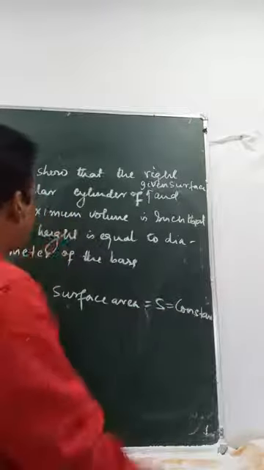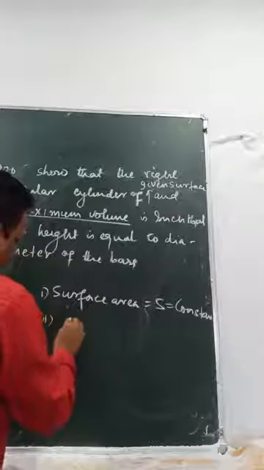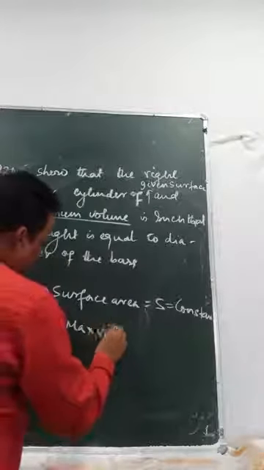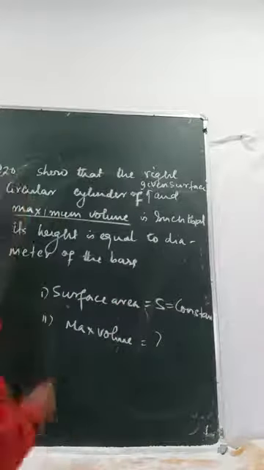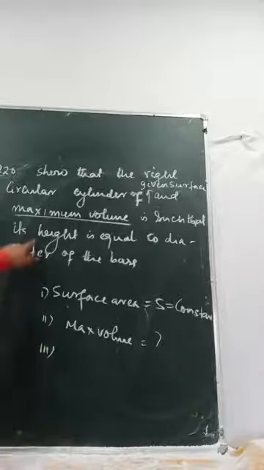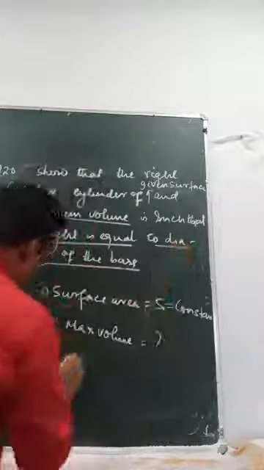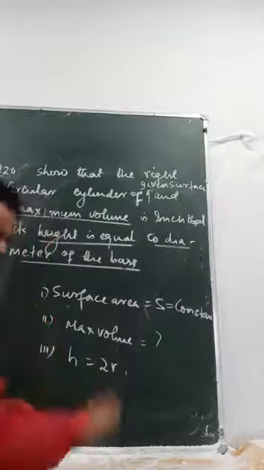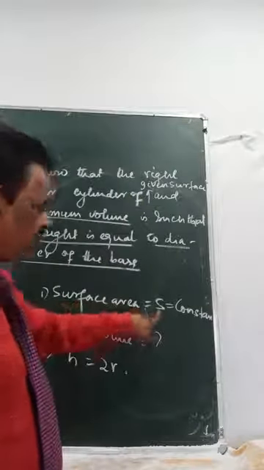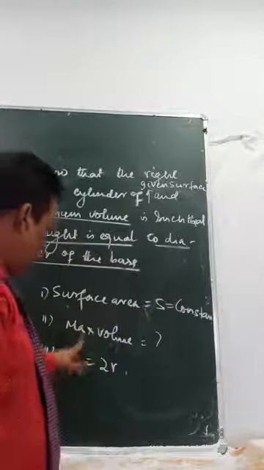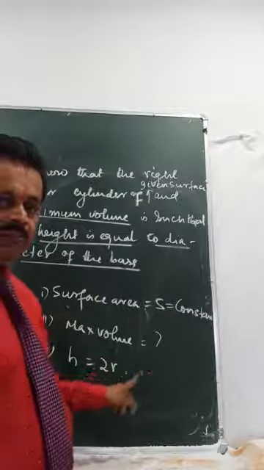Then prove maximum volume. This is first given, then maximum volume. So volume has to be proved as maximum. Third, what you have to prove is that height is equal to the diameter of the base. So listen again. Surface area S is given. You have to find when volume is maximum. Then you have to prove height is equal to the diameter of the base.